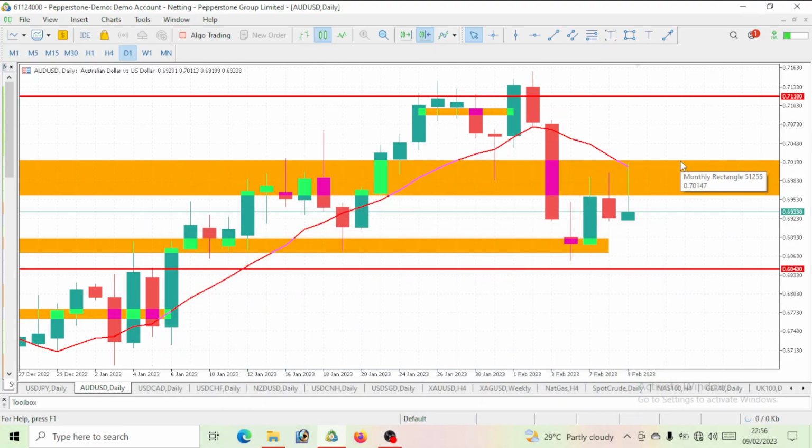So guys, what we have for today is AUDUSD. We would want to know where this price will be moving for the next day, which is for the 10th of February.